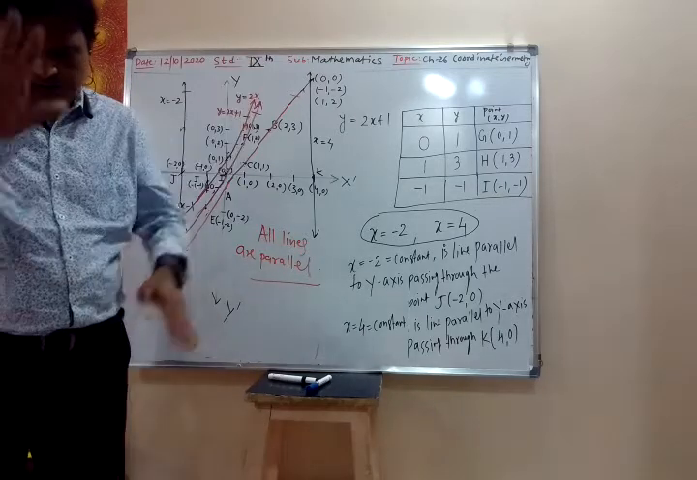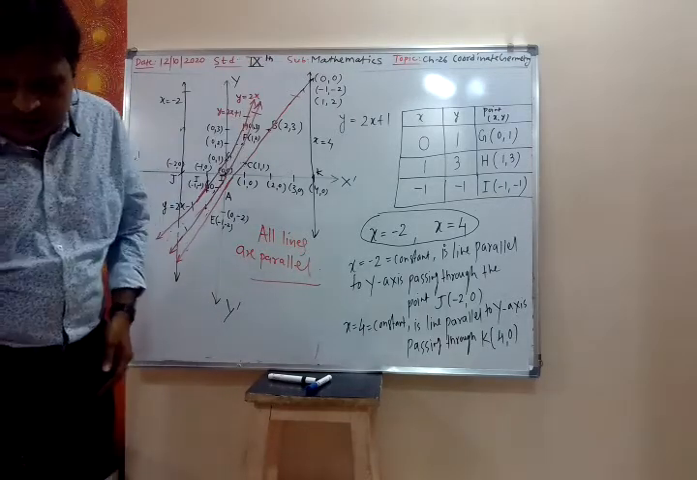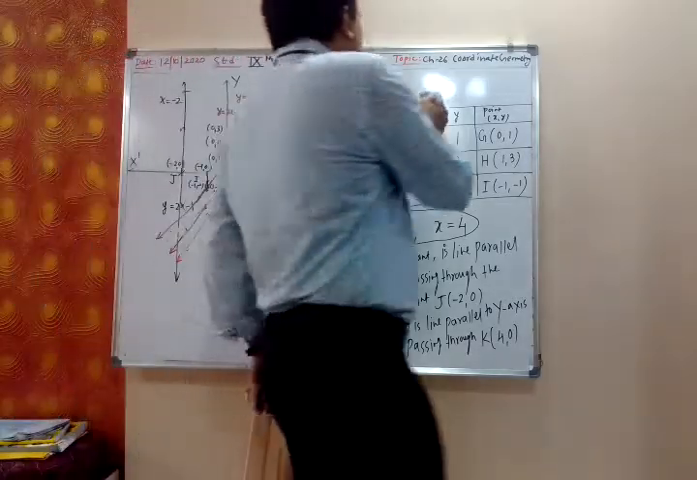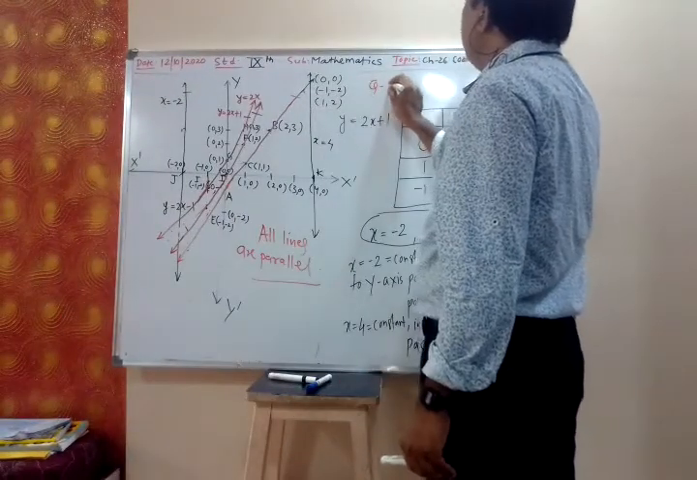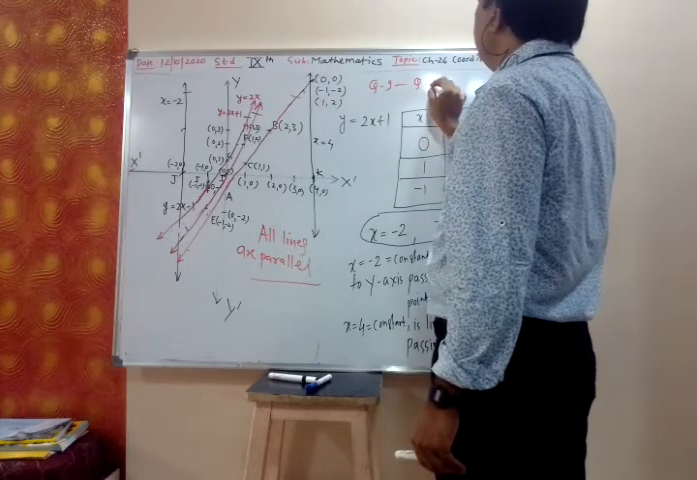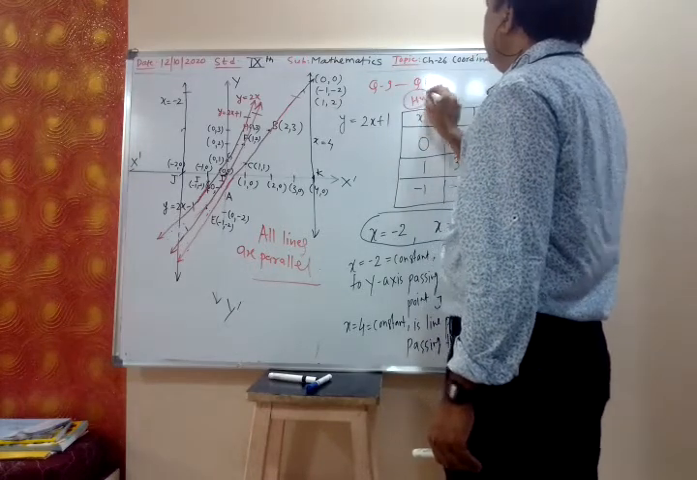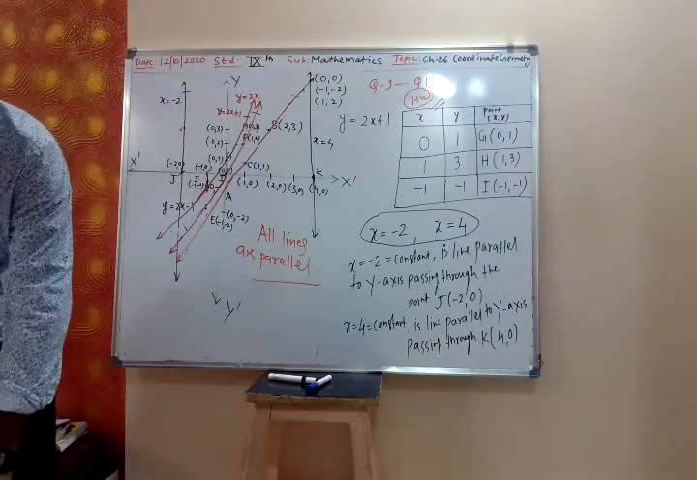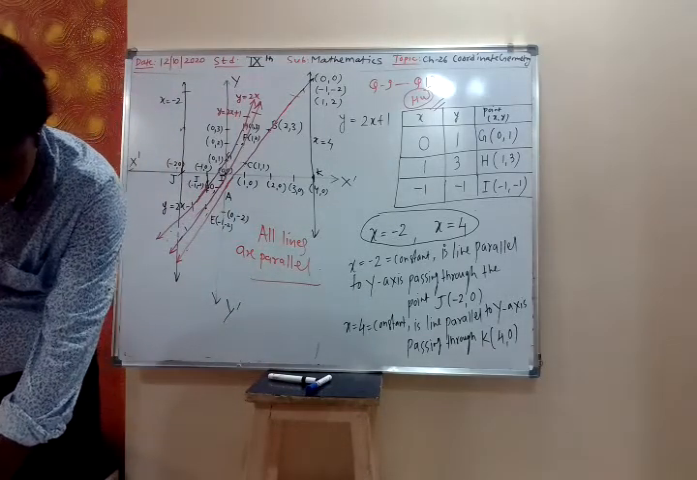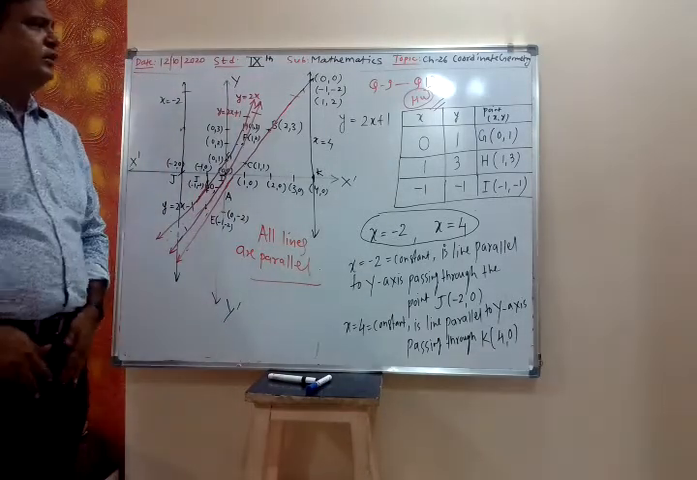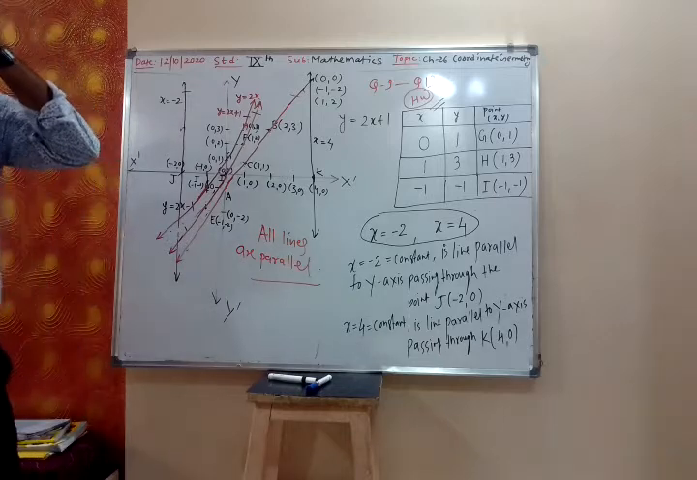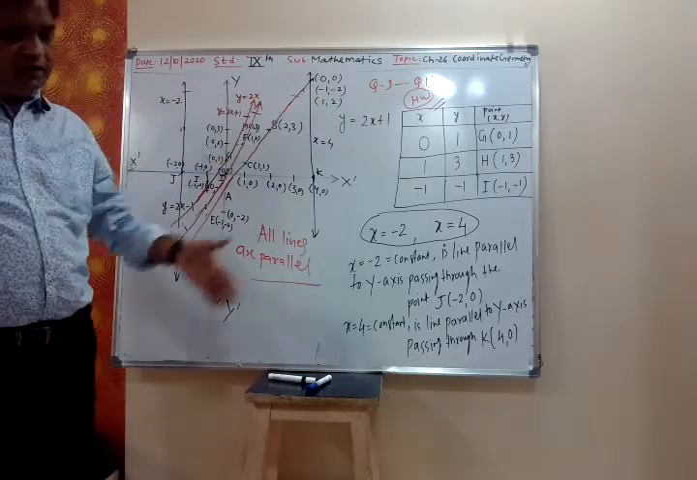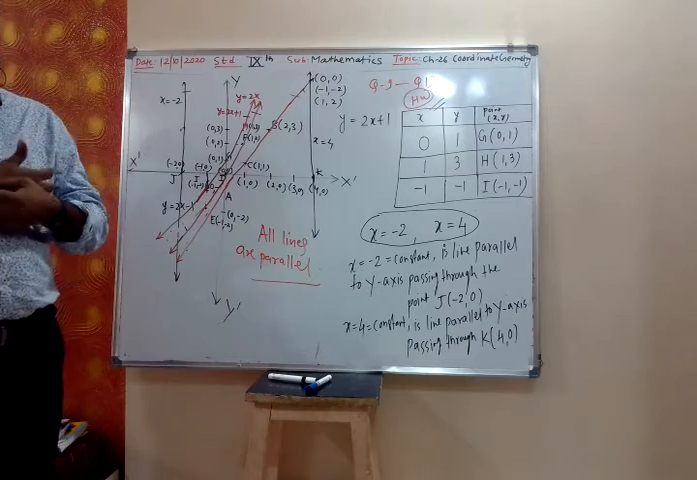See here, 9, 10, 11, 12, 13 are homework. Let me give homework: question number 9 to question number 13 is homework. There is nothing in that. You can work it out. Same problem. You have to draw the graph.